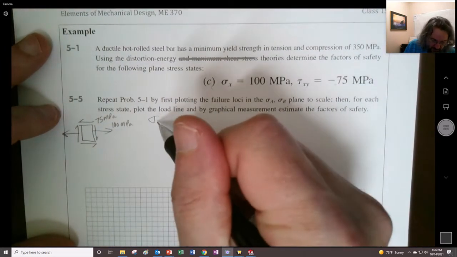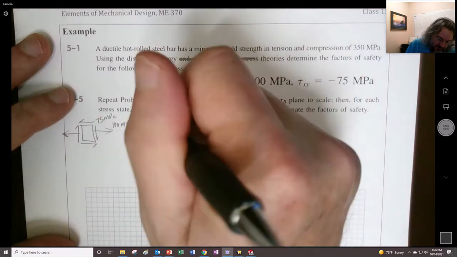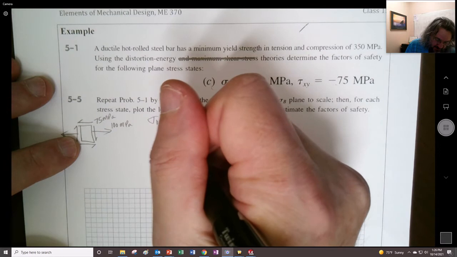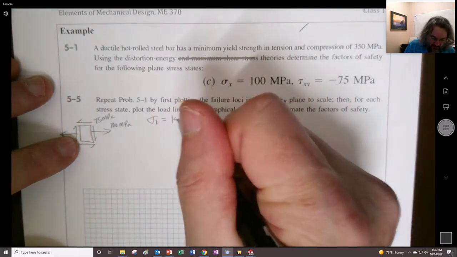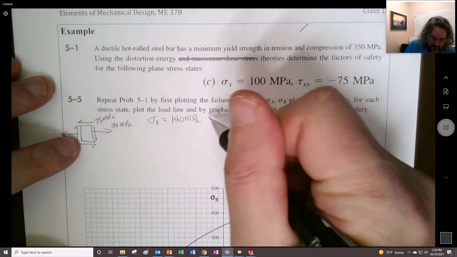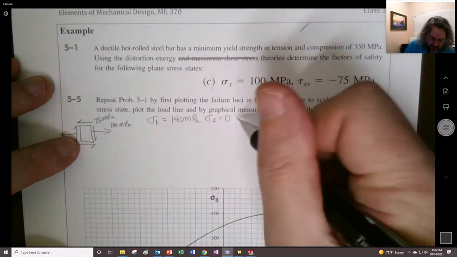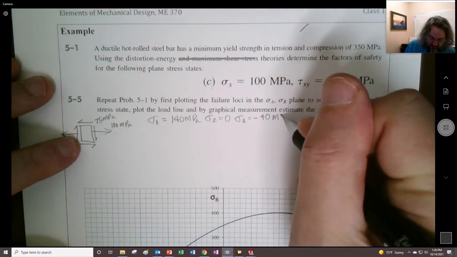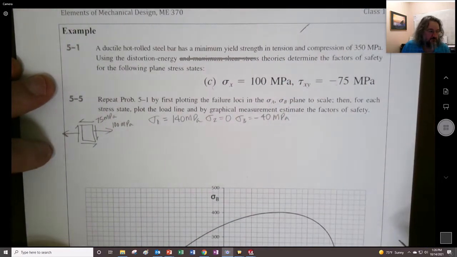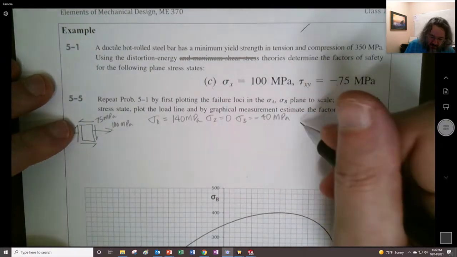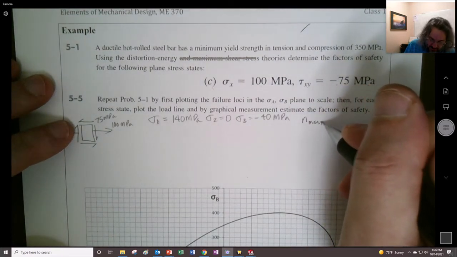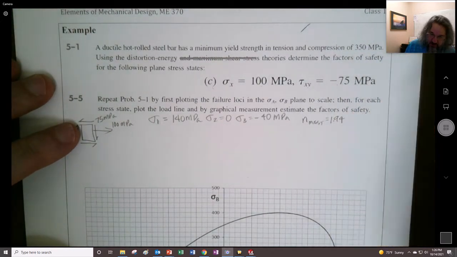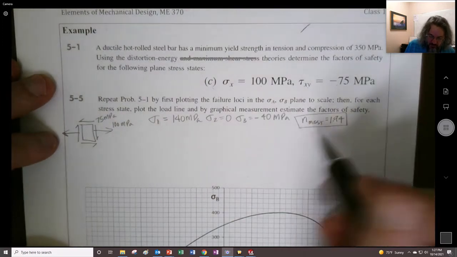And from a previous one, we found the first principal stress, right? Because this is uniaxial, you can expect that one of the principal stresses is going to be in tension, and one of them is going to be 0, and then the third one is going to be in compression, right? So I'll call it negative, but I mean compression is negative. And based on this, the maximum shear stress theory, we found that we got 1.94 was our safety factor. So that's from the previous one.